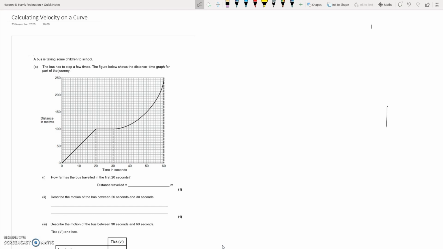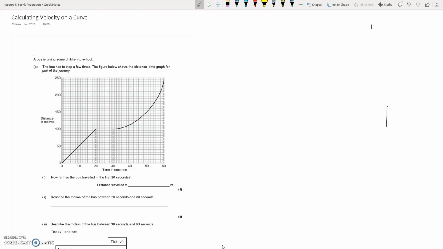This is a quick video on how to calculate velocity on a curve. Today I'll be teaching you how to interpret distance time graphs and also how to use tangents on a curve. So here's the question. We will go through this question and I'll read out exactly how I would do it and the skills that you would need in the exam to attempt questions like this.